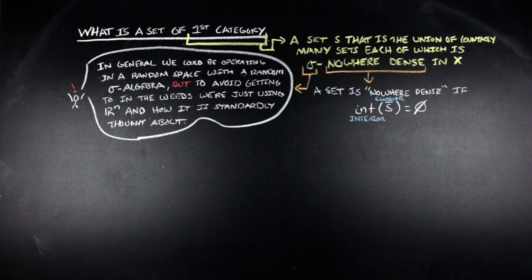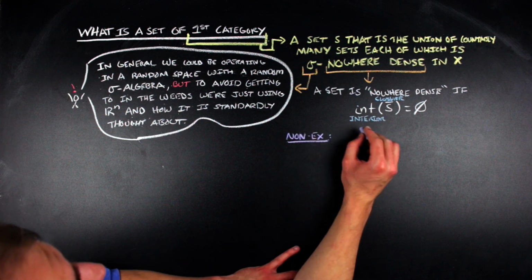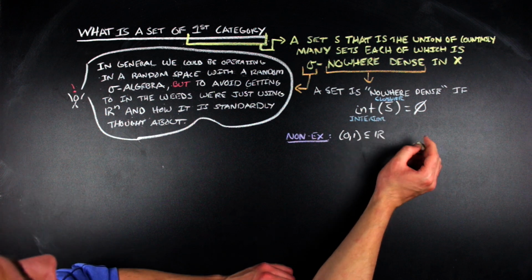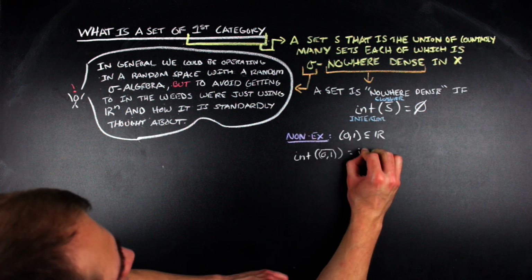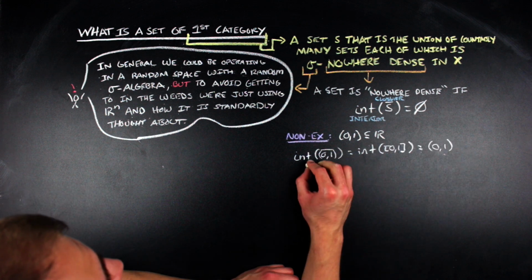With what it means to be a nowhere dense set defined in our catalog of definitions that have come up in this video, we can take a look at a non-example of a nowhere dense set and an example of a nowhere dense set, and build upon those to get to examples of a set that is not of first category and a set that is of first category. For our non-example, we're just going to keep it really simple to get used to working with interiors and closures, to give you an idea of what that means. The interior of the closure of the open interval from 0 to 1 is just the interior of the closed interval 0 to 1. And so then the interior is the largest open set.